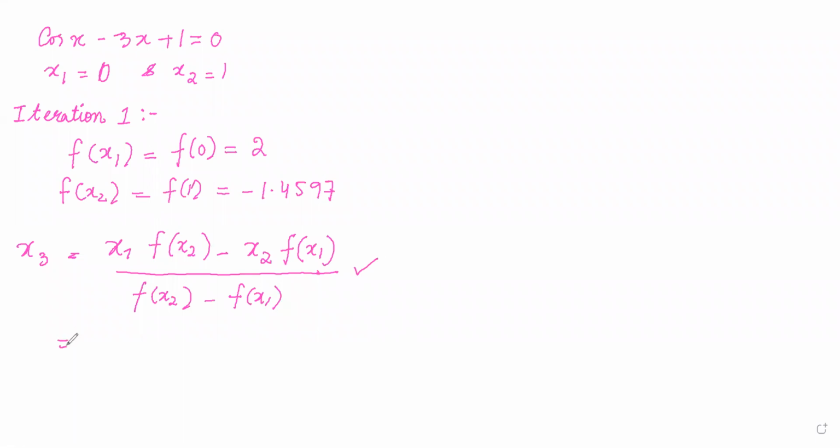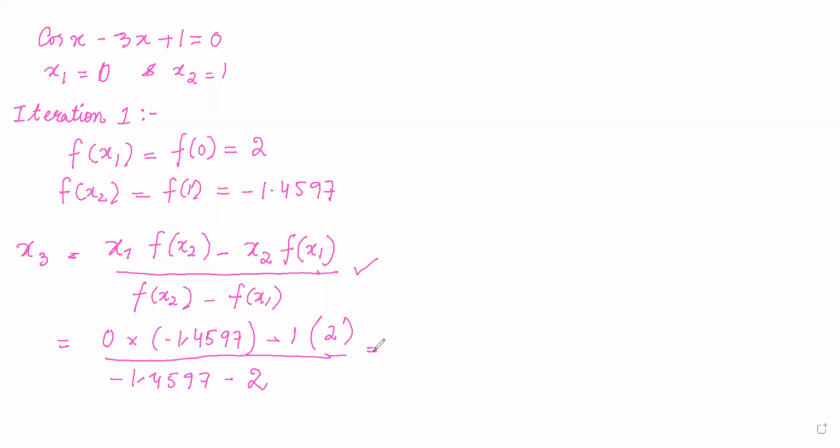Now substitute here. Our x1 is equal to 0 multiplied by f of x2, which is minus 1.4597, minus x2, our x2 is equal to 1, multiplied by f of x1, which is 2, divided by f of x2, minus 1.4597, minus f of x1, which is 2. So using this formula, the value of x3 comes out equal to 0.5781. Now let's see what is the value of the function at x equal to 0.5781.